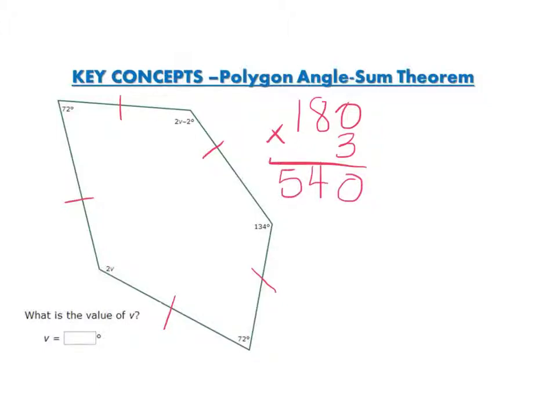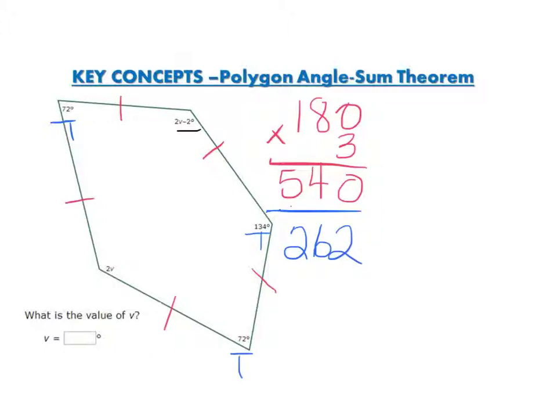That means I have 540 degrees total. So I'm going to start with the 540 degrees. And for every positive number, I'm going to subtract that from 540. So I'm going to take 540 minus 72 minus 72 minus 134. That gives me 262.